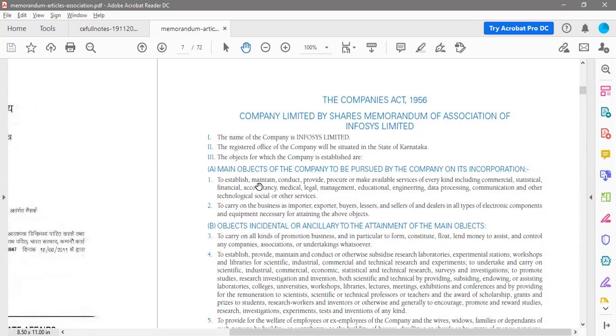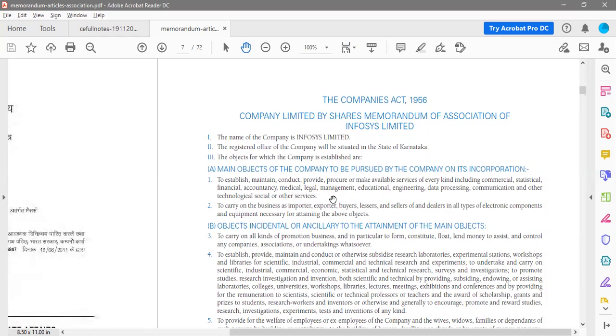If you see here, to establish, maintain, conduct, provide, procure and make available services of every kind, including commercial, statistical, financial. So they've given all the services. This is a service-oriented company and they want to do all the services. Then to carry on the business as importer, exporter, buyer, lessor, seller. They also deal with electronic components and software in Infosys. So these are the main objects. They want to give all of these services to the people.